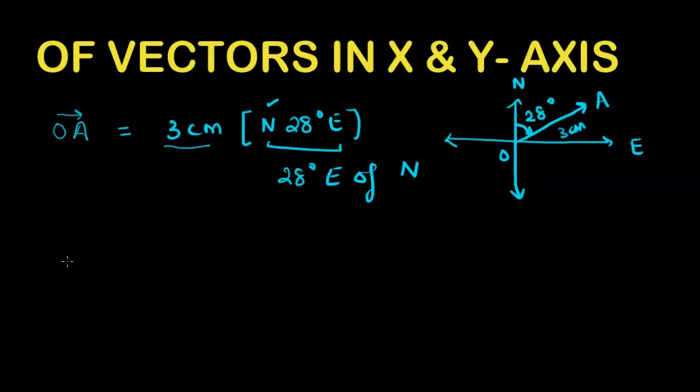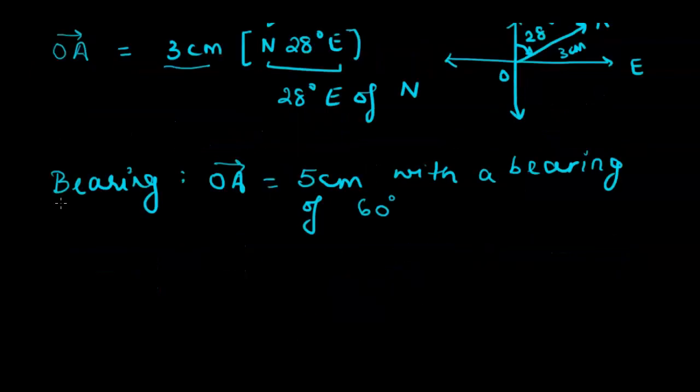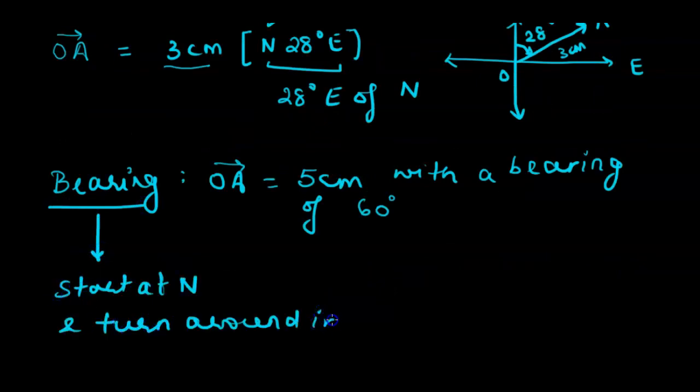There is another way vectors can be drawn, and in that case you'll be given a bearing for directions. Now what do you mean by bearing? For example, if we're given vector OA, let's say 5 centimeters, and we are given a bearing of 60 degrees. The word bearing always means the same thing: we start at north and turn around in the clockwise direction to span a 60-degree angle.